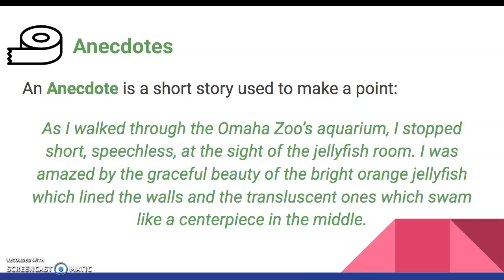Speechless at the sight of the jellyfish room. I was amazed by the graceful beauty of the bright orange jellyfish, which lined the walls, and the translucent ones, which swam like a centerpiece in the middle. This is something that I felt one time when I went to the Omaha Zoo. It's a great zoo, and one of the reasons I love it so much is because it has a jellyfish room in the aquarium. That was not a major life moment for me, but it was a short little story that helps me show why I like jellyfish so much.